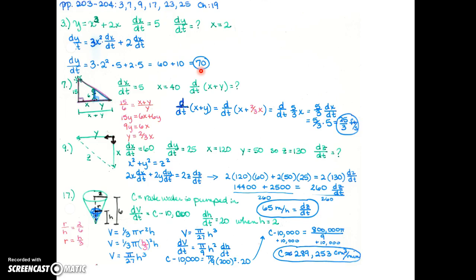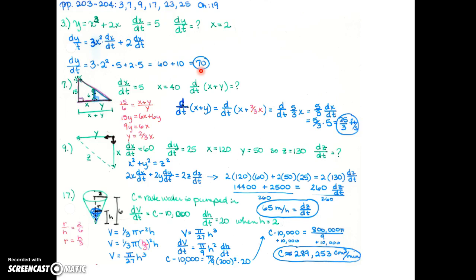All right, look at number 7. For number 7, it says, a street light is mounted at the top of a 15-foot tall pole. A man 6 foot tall walks away from the pole with a speed of 5 feet per second along a straight path. How fast is the tip of his shadow moving when he is 40 feet from the pole?